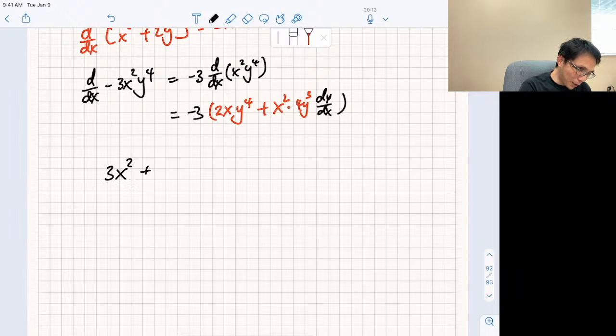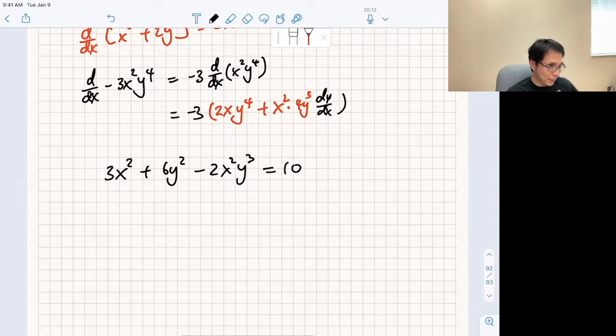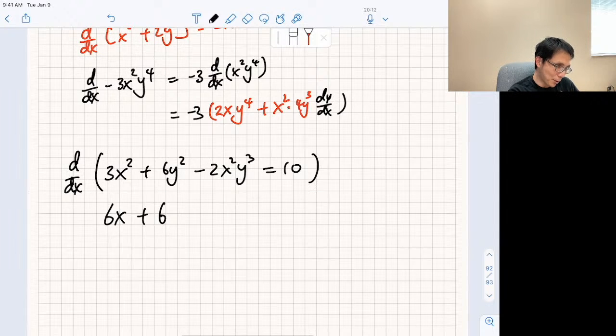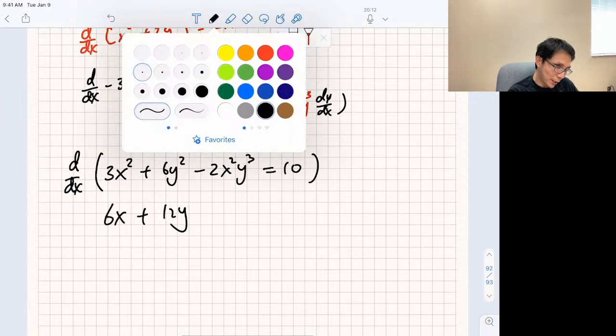So 3x squared plus 6y squared minus 2 times x squared y to the 3rd. Okay, so what I'm going to do is take a derivative of this with respect to x. And if I take a derivative with respect to x, what's 3x squared? Yeah, see, you guys are geniuses. Plus 6 what? 6 times 2 y, or y squared. So what's the derivative of 6y squared? dy/dx. Good.